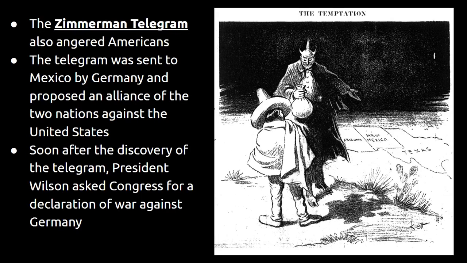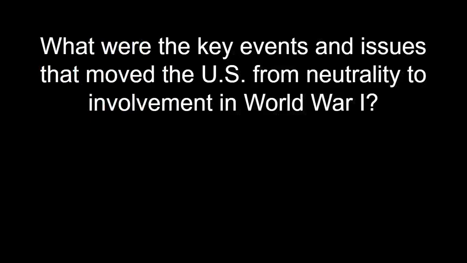And not too long after the Zimmerman telegram and the resumption of unrestricted submarine warfare, the United States actually declared war on Germany and joined World War One. So, what were the key events and issues that moved the United States away from neutrality to us actually getting involved in World War One?